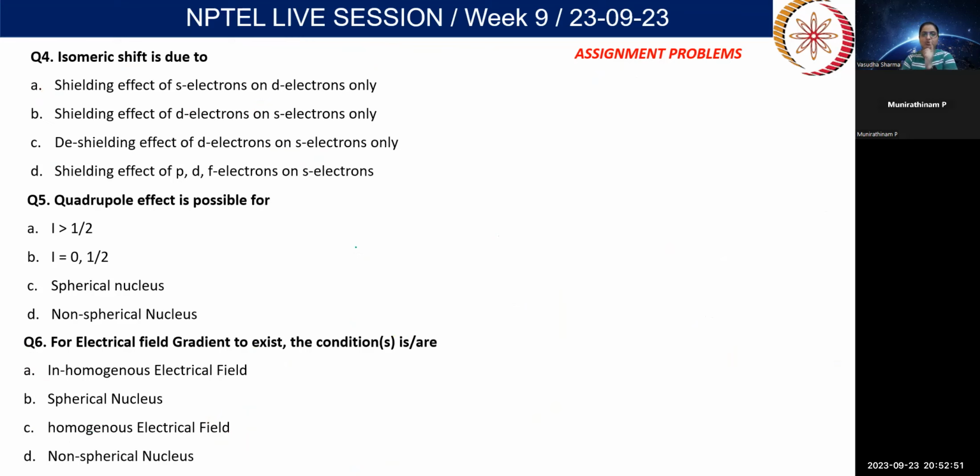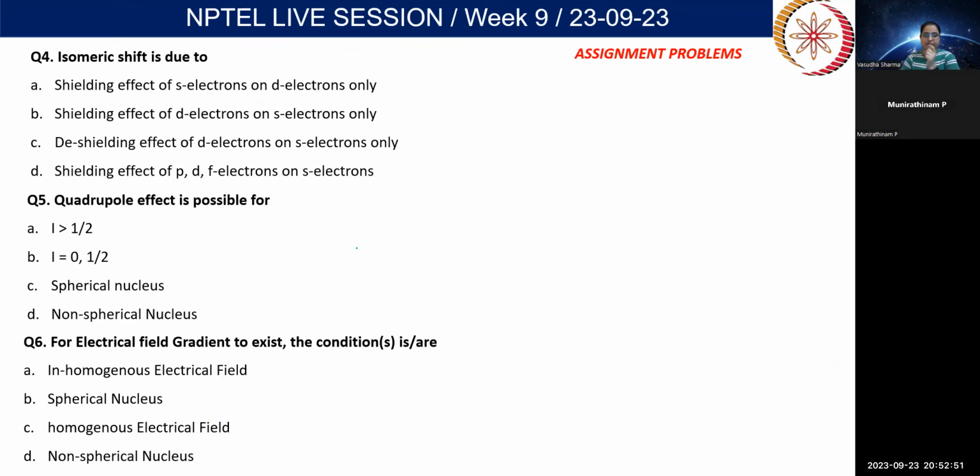Moving towards question number 4. Isomeric shift is due to what? Is this shielding effect of s electrons on d electrons only? Shielding effect, just read it very carefully. Which one is causing the shielding effect on what? Shielding effect of d electrons on s electrons only? De-shielding of d electrons on s electrons? Or shielding effect of p, d, f electrons on s electrons? I'm asking about the general case. This is option B, ma'am. Shielding effect of d electrons on s electrons only.